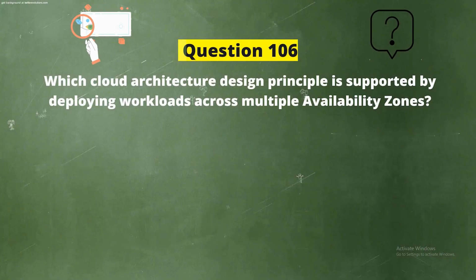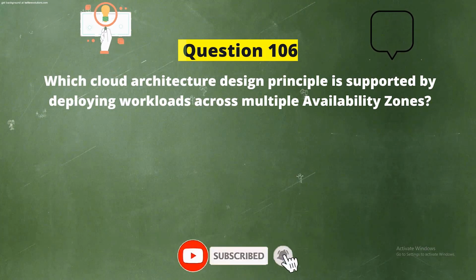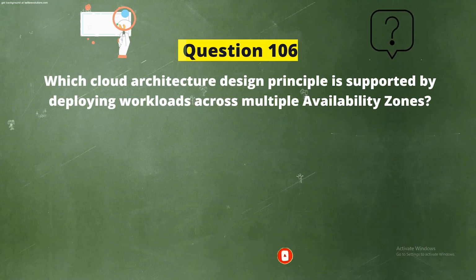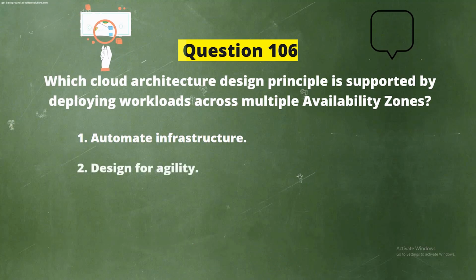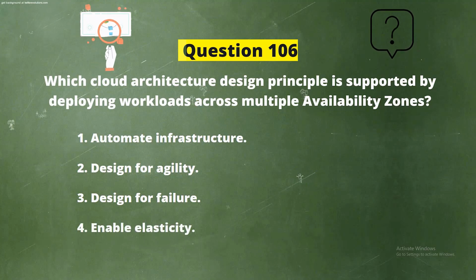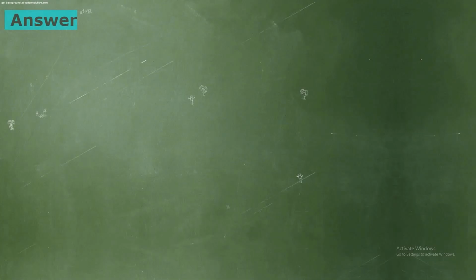Question 106. Which cloud architecture design principle is supported by deploying workloads across multiple availability zones? And the options are: Option 1. Automate infrastructure. Option 2. Design for agility. Option 3. Design for failure. Option 4. Enable elasticity. And the correct answer is Option 3.